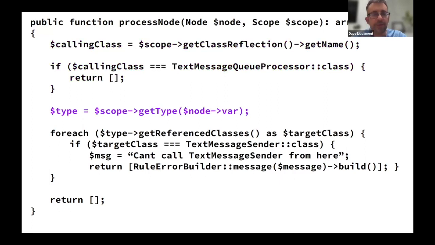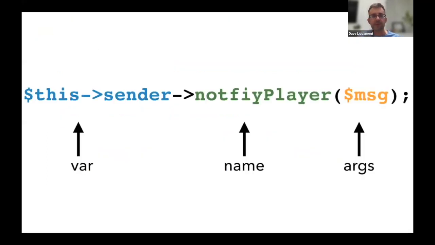The next thing is we now need to know the type of the variable that we are calling our method on. This is what the line type equals scope get type does. Again, PHP Stan provides us this information through its scope class. If we look at some code, remember that $this sender is the variable, and then notify player is the name, and then we pass some arguments to it. So what we're interested in is what is the type of $this sender? What is the type of var?